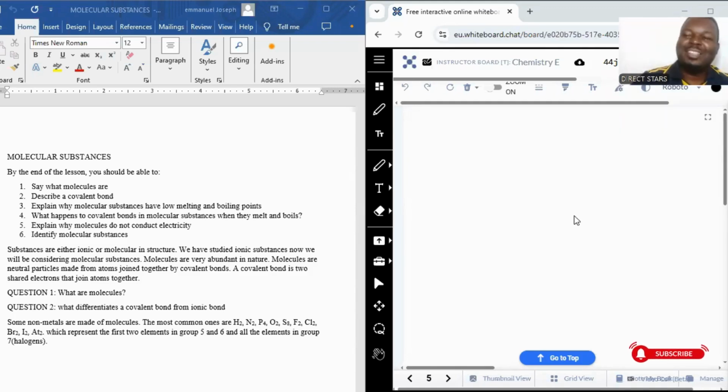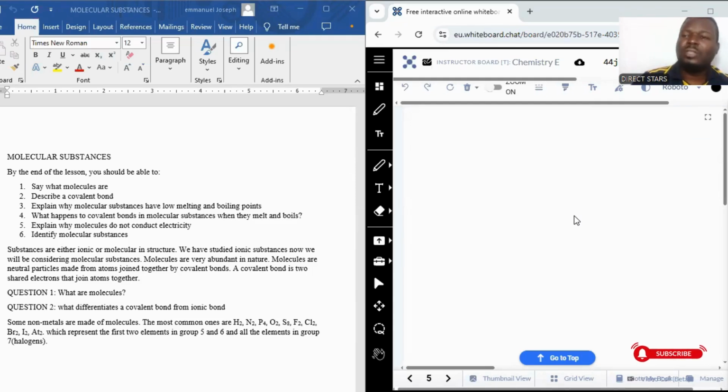You'll recall the last time we met, we talked about ionic compounds and ionic bonding. Ionic bonding is formed by electron transfer from metals to non-metals, and their bonds are said to be strong and have high melting and boiling points.